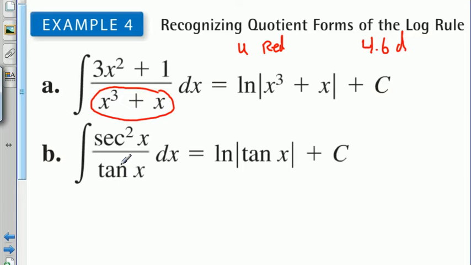In this case, you would think that secant might be your u because it's to a power, it's on the inside, which is something I always talk about, but tangent's derivative is straight up secant squared. So that's your u. So this is our u in this case.